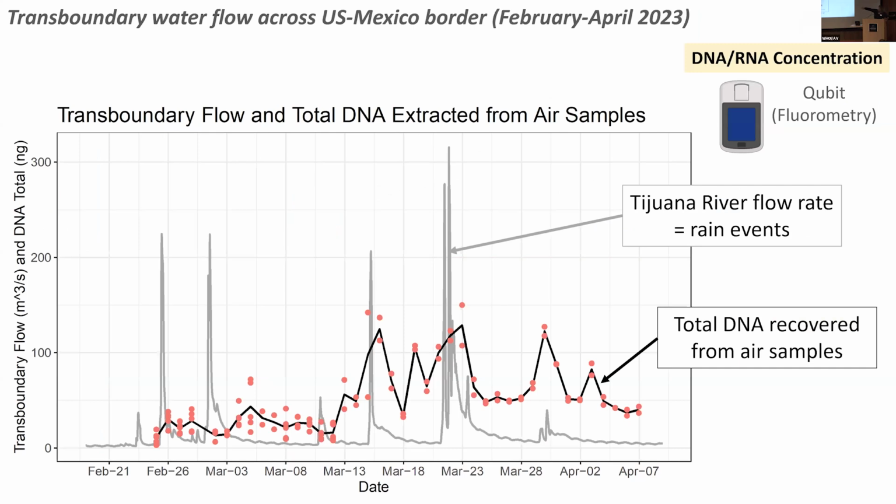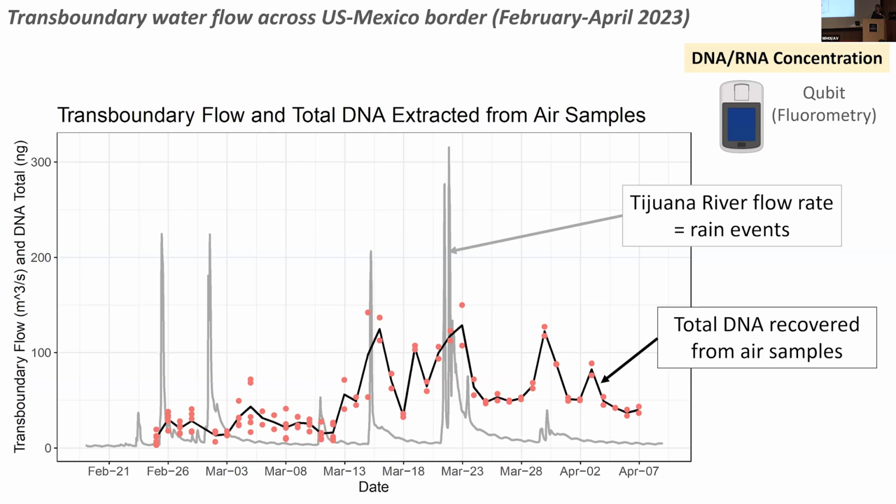This is what's called transboundary flow. It's the amount of water coming across the US-Mexican border. Each spike is a huge rain event, basically. After every rain event, we get a spike of water pumping across, which means more of this pollution going into the ocean. And amazingly, the DNA, which are the red dots, track pretty nicely, with a slight lag. To link DNA in the air to the water flow, this was a pretty big but pleasant surprise to see such a strong correlation.